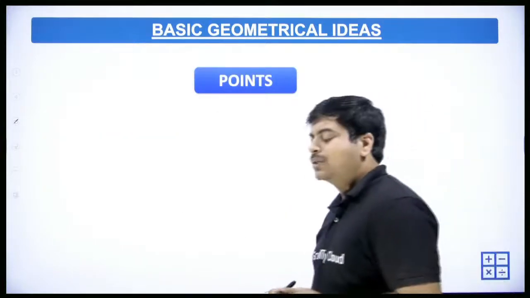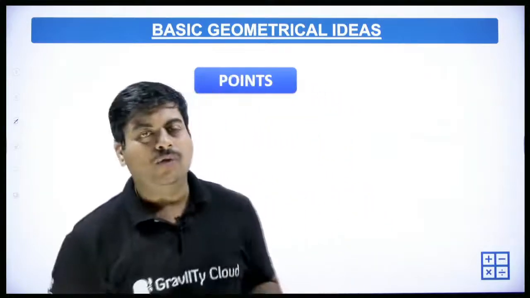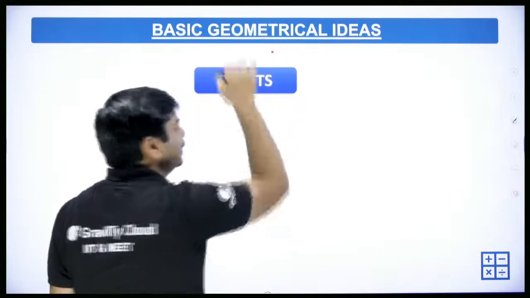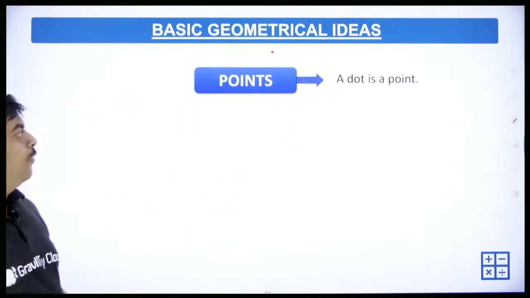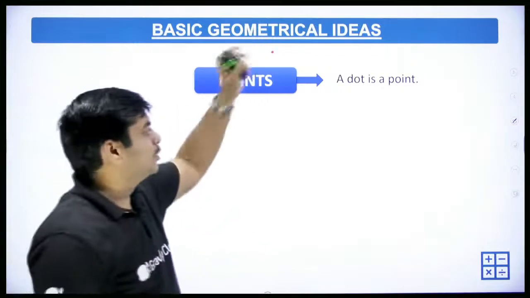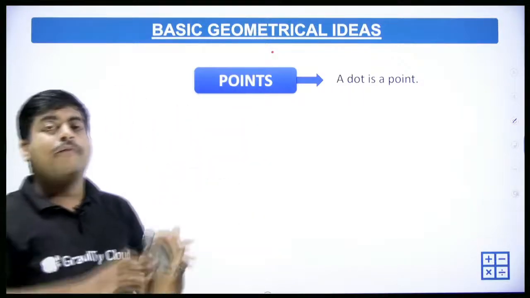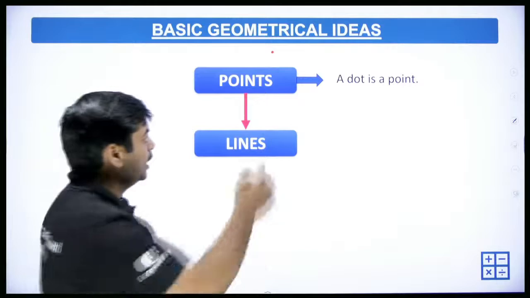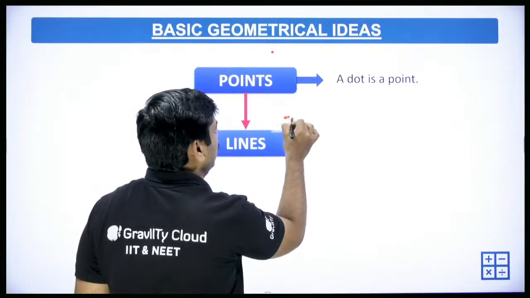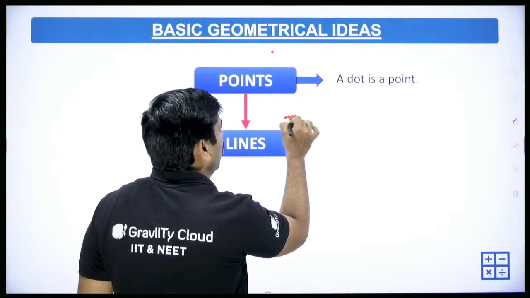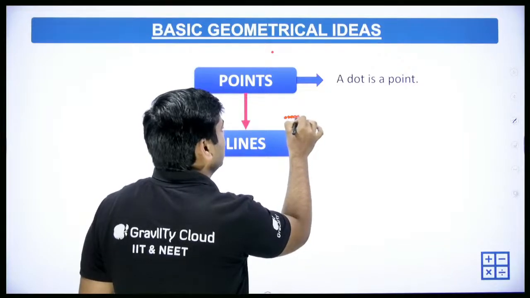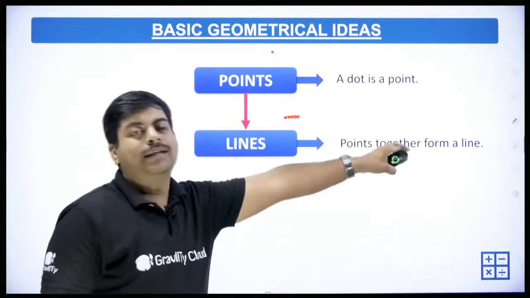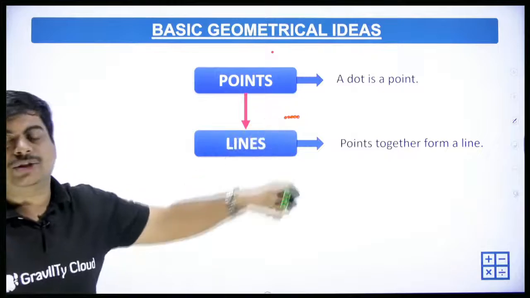So first, let's discuss what is a point. You know what a point is, right? Just one simple point like this, one single point. A dot is a point. So a group of dots, if we keep them side by side, we get something called a line. One dot, the next dot, then the next dot, the next dot. All these dots clubbed together, written side by side, we get a line. Points together form a line.